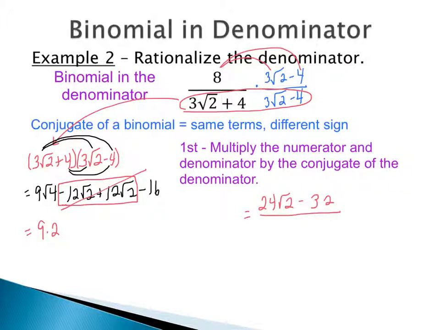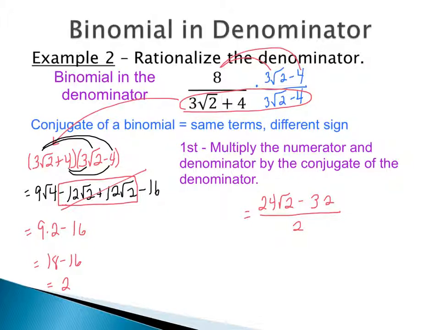Anytime that we multiply conjugates, those middle terms should cancel out. That's a way to check to see if you're doing your math correctly. And then we still have that minus 16 at the end. So here, 9 times 2 would be 18. Minus 16, we'd be left with a 2 in the denominator. So a few comments here is that when we're multiplying conjugates, your middle terms should cancel out.